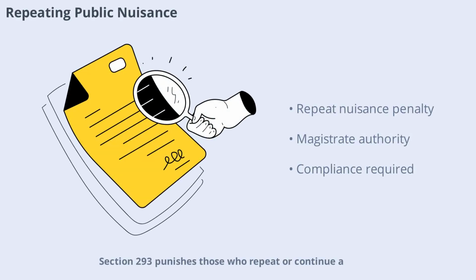Section 293 punishes those who repeat or continue a public nuisance after being warned by a public servant. Magistrates have the power to forbid such acts, ensuring swift action against persistent offenders. This section reinforces the authority of public officials and the importance of compliance with legal orders.